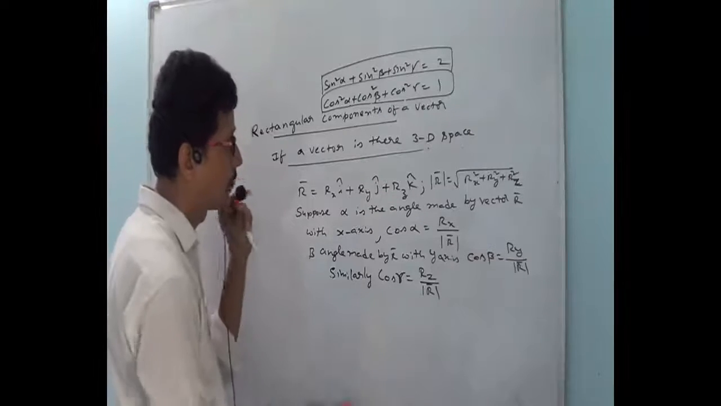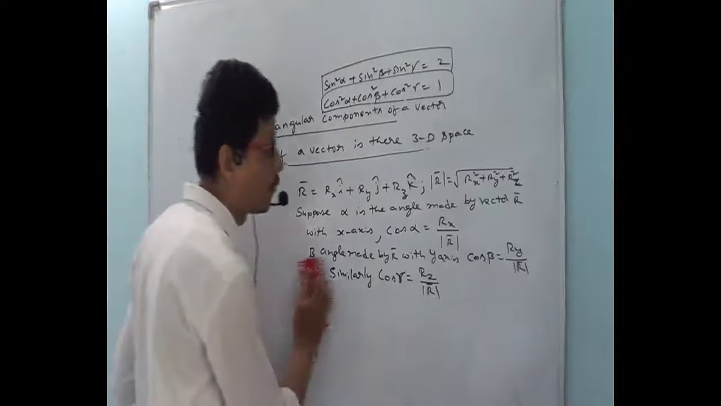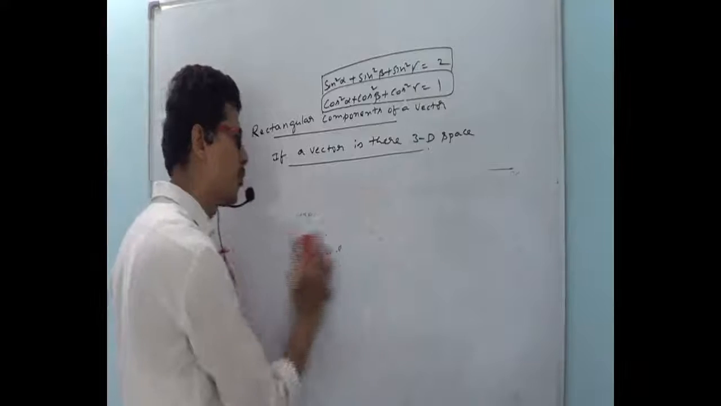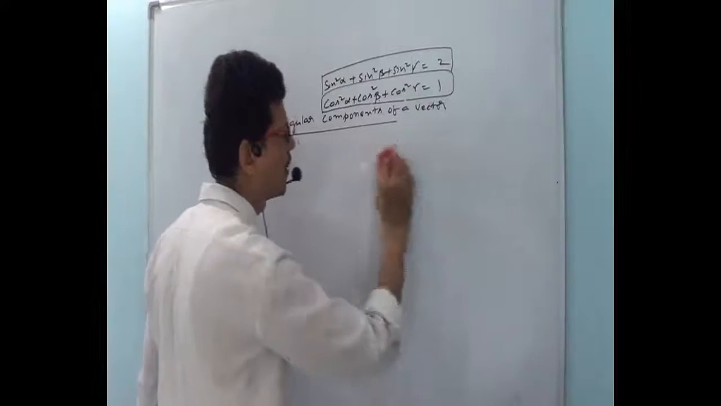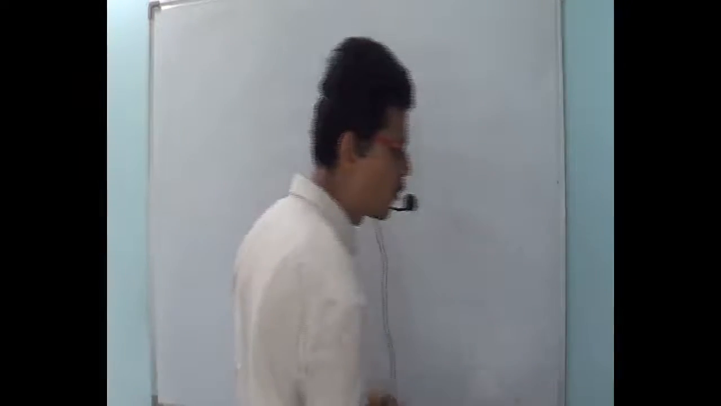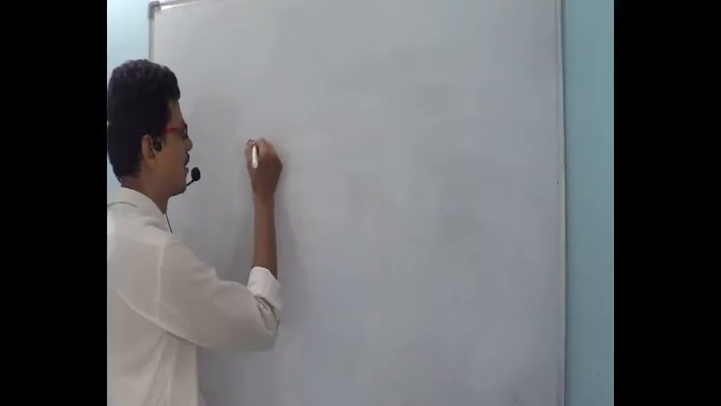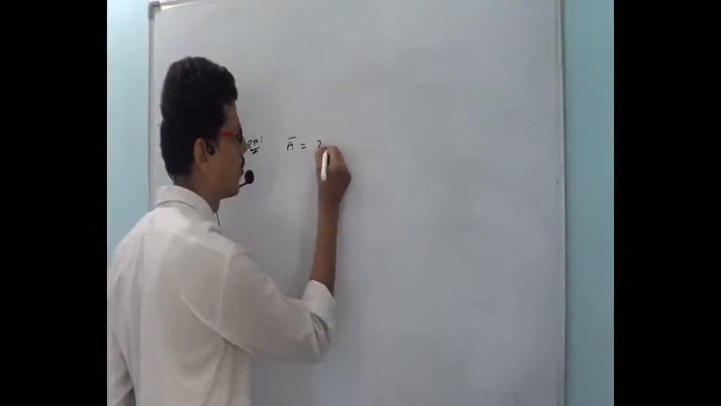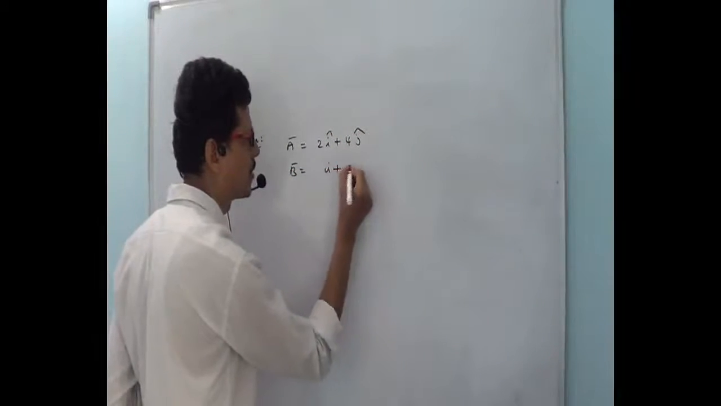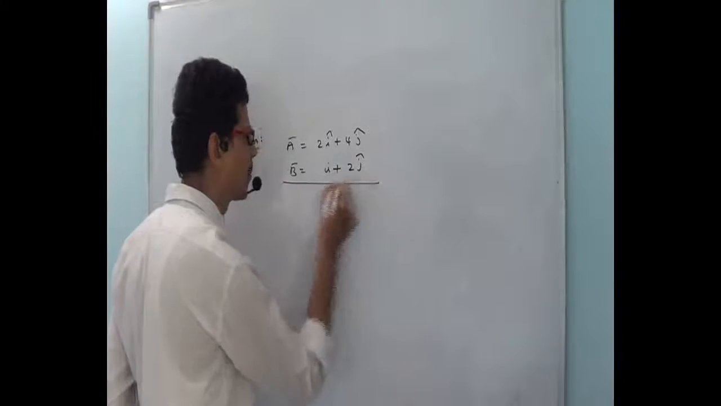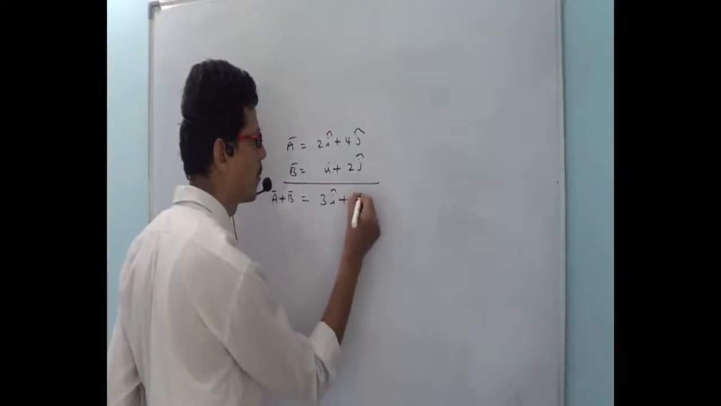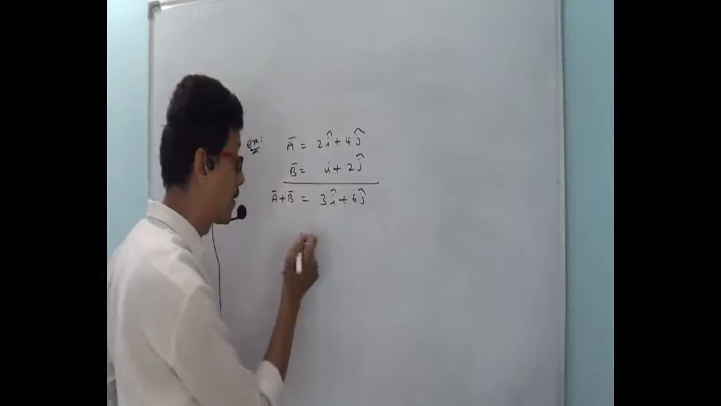So this is fine. And why we need to go for this components form: addition of vectors will become easy. For example, there are two vectors. A bar is 2i cap plus 4j cap, and the second vector is i cap plus 2j cap. What is a bar plus b bar? A bar plus b bar is 3i cap plus 6j cap. Okay, and this is the resultant.